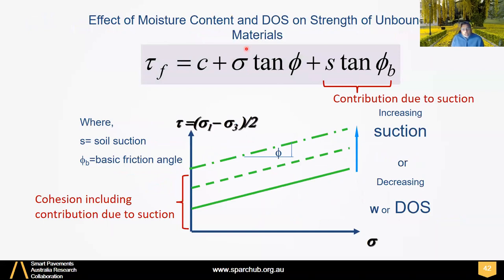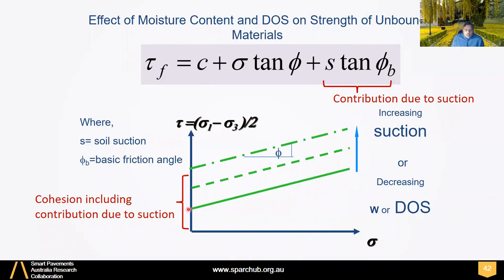When you go to unsaturated materials, the DOS can be less than one. Desirably, we should be at less than the optimum DOS, or the line of optimum, around 70% desirable. In that case, you have a cohesion coming from the suction. Remember, the water retention curve can have higher suctions when the degree of saturation drops or water content drops, and that can be written like this. S is the suction, sigma is stress, and tan phi b is the friction angle associated with suction. This adds to the cohesion which may come from interlock of the particles, so together it adds to the apparent cohesion.